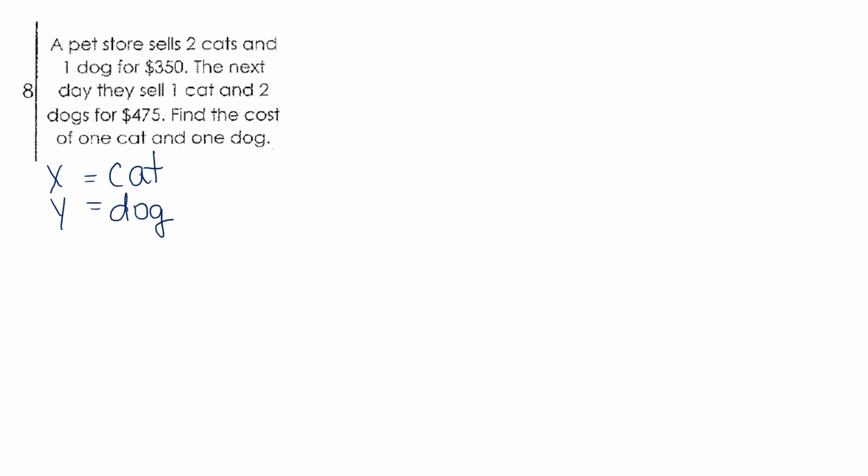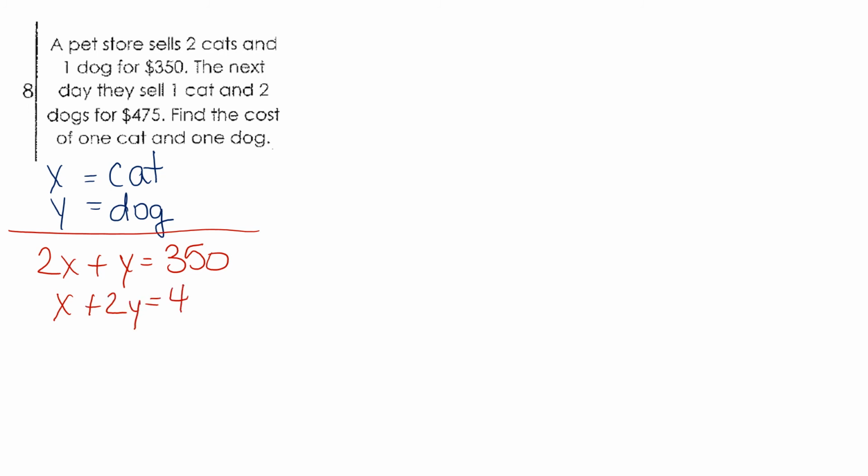Make your equations for your system of equations. So you've got, reading your statement, 2 cats, so 2x plus a dog, which is y, equals 350. The next day it was 1 cat, which is just x, and 2 dogs, 2y, equals 475.